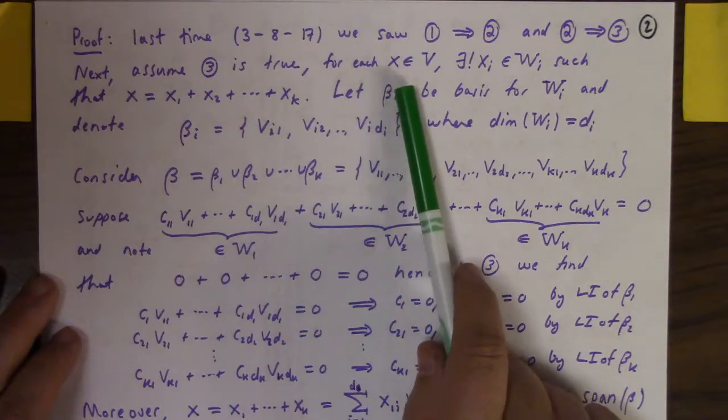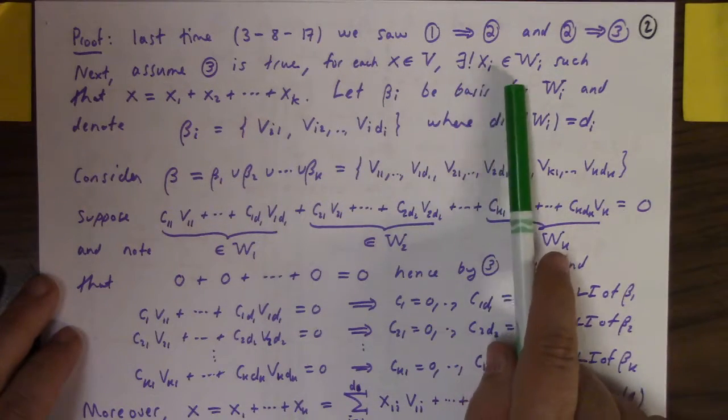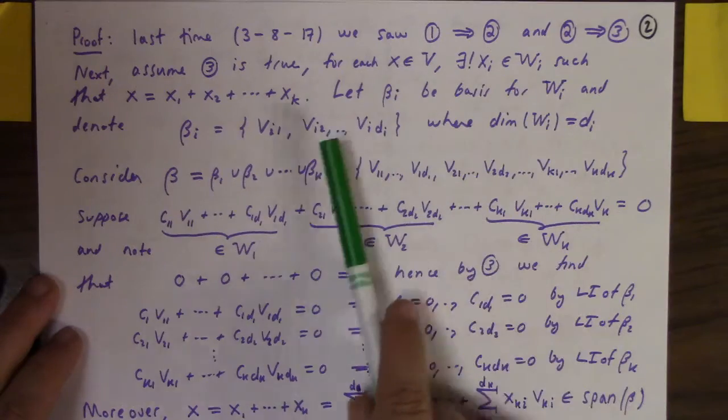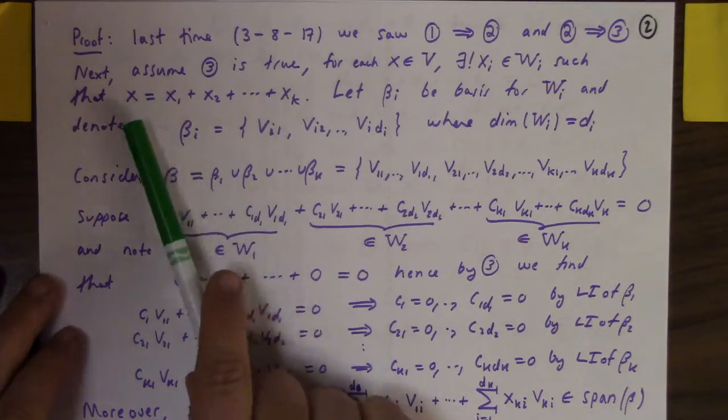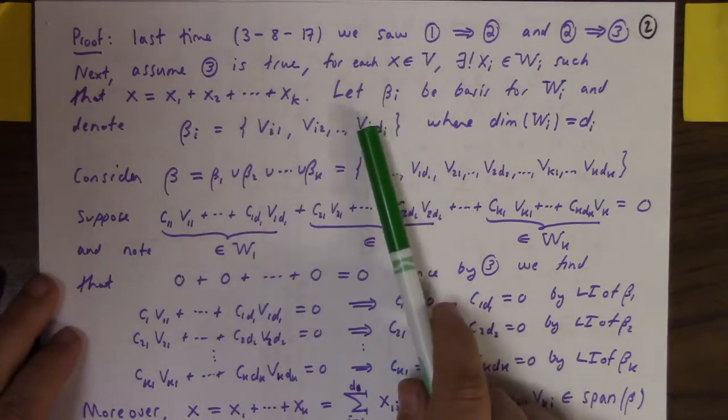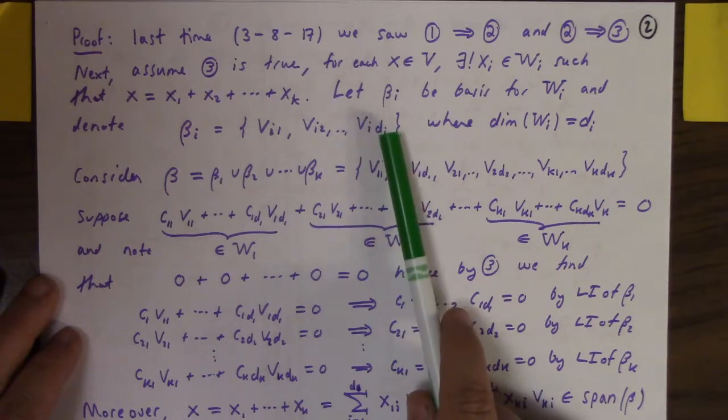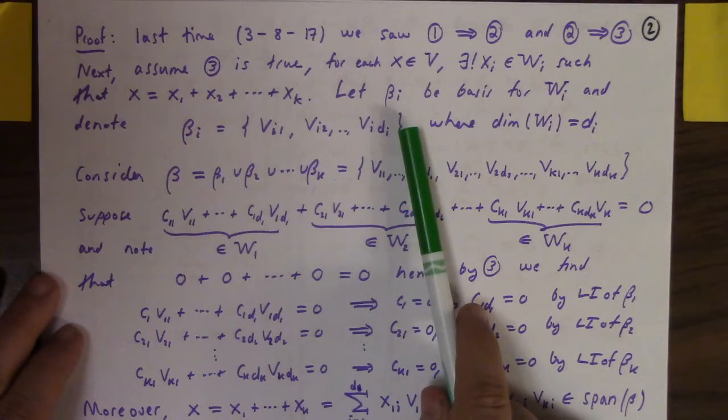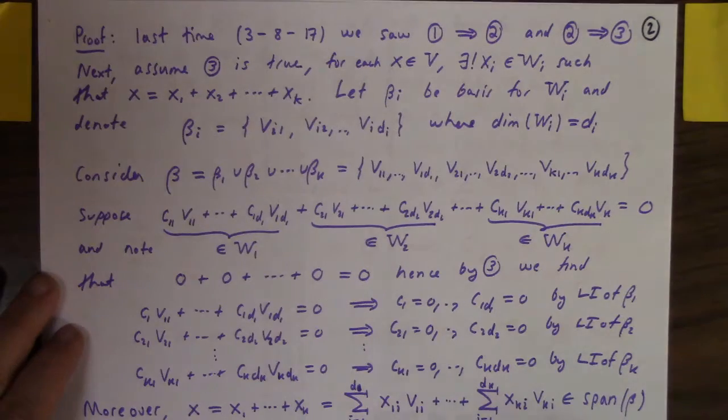In other words, assume for each x in V there exist unique vectors in each subspace, x1 through xk, such that x is equal to their sum. Alright? Now, our goal is to show that if we string the bases together, we get a basis for the whole space. So we need some notation here.